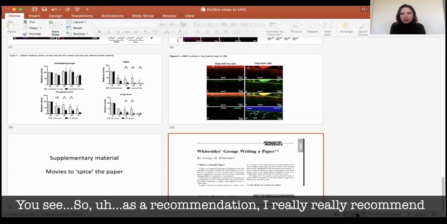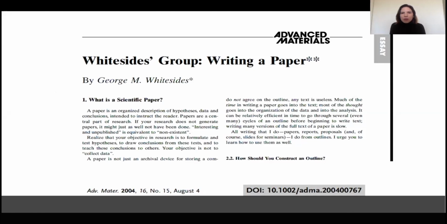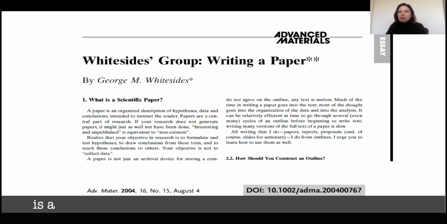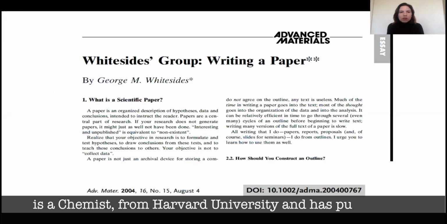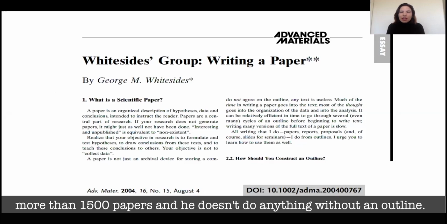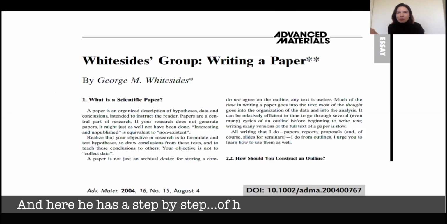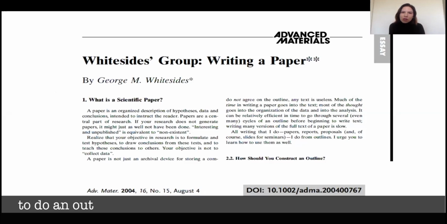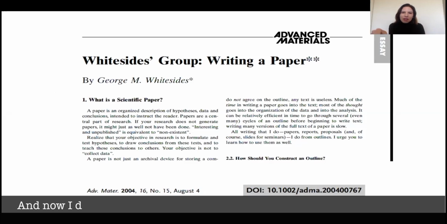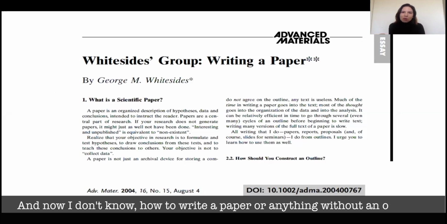So, as a recommendation, I really, really recommend you read this paper here. Professor Whitesides is a chemist from Harvard University, and has published more than 1,500 papers, and he doesn't do anything without an outline. And here he has a step-by-step of how he instructs his students to do an outline, and it's basically how Luis does it here in the lab. And now I don't know how to write a paper or anything without an outline.